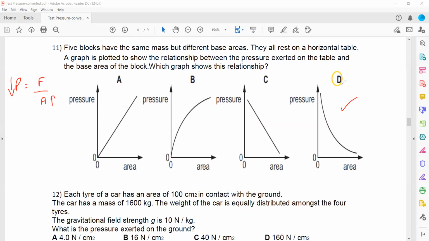It's not a straight line. In an inverse proportional, it will always be a curve. So this is a mathematical equation which explains why the graph is always a curve. We just have to remember this idea that for directly proportional quantities, it will always be a straight line, and for inversely proportional quantities, it will be a curve.